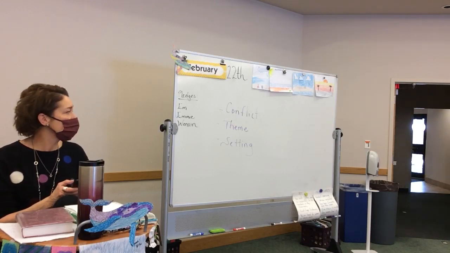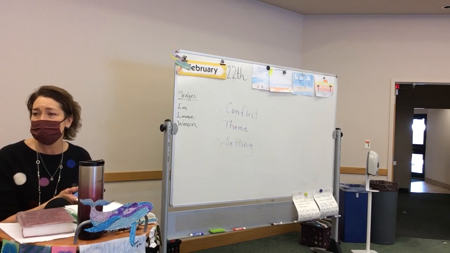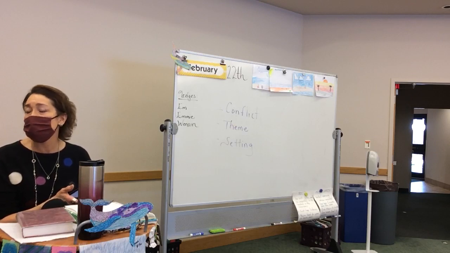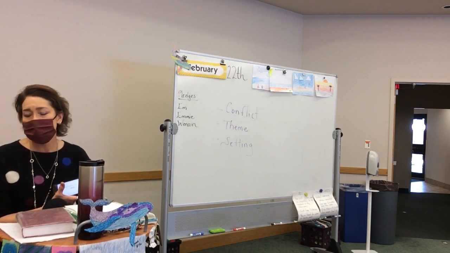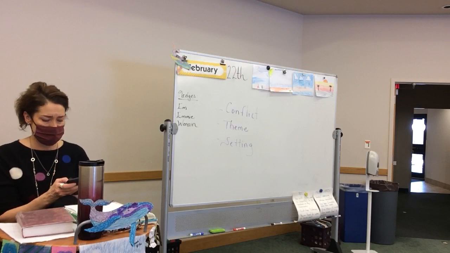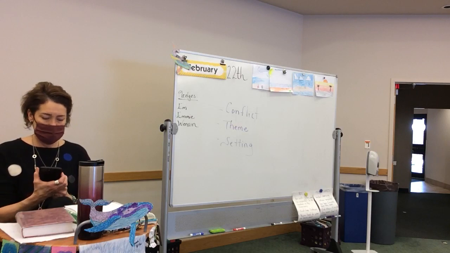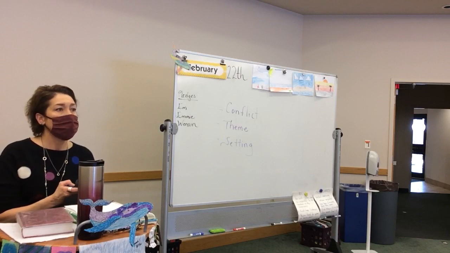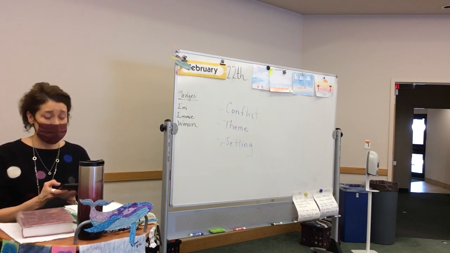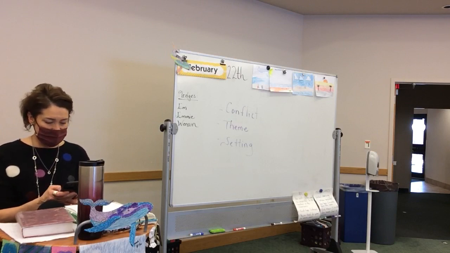You are writing down your setting. So where is your story taking place? Is it outer space? Is it Earth? Is it a make-believe place? That's what you are working on right now. Where is your comic taking place? And you can make up your own world if you want. Yes, Gabe. Can you draw a picture? Yes. If that helps you to visualize where your setting is, absolutely. Now, it's going to be hard to draw a picture of your theme, but maybe you can.